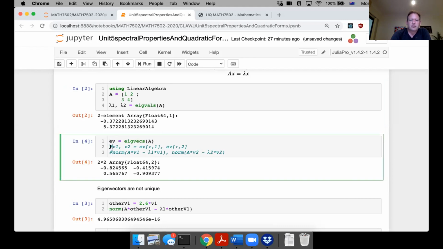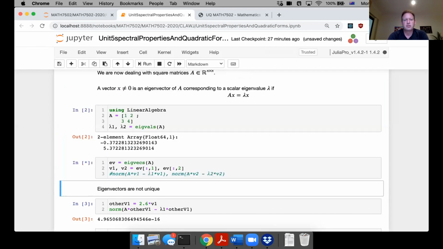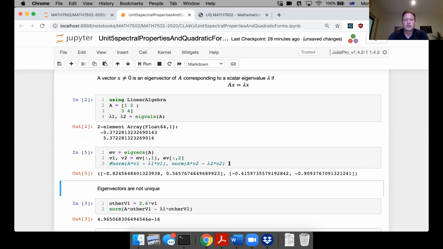So you see the first eigenvector V1, I'll call it EV comma 1, EV colon 1, so that's the first column, and V2 is EV colon 2. Okay, so I'm just assigning names to these 2 eigenvectors. And then if I want to do, I'll just do the same thing there.